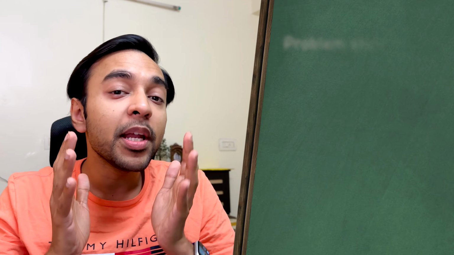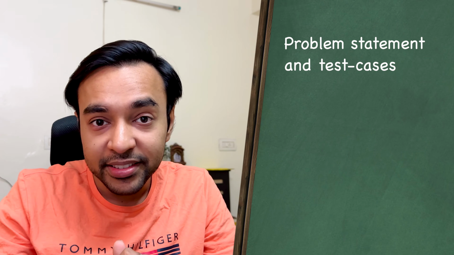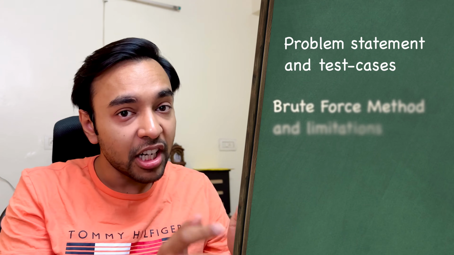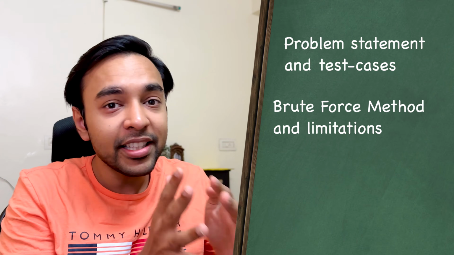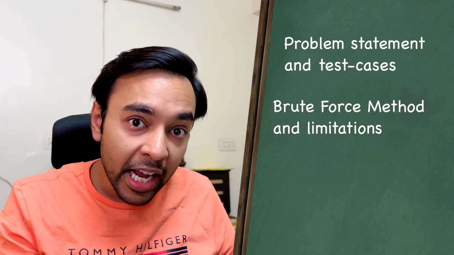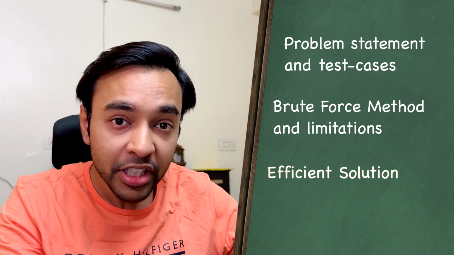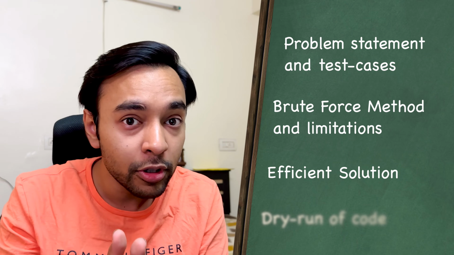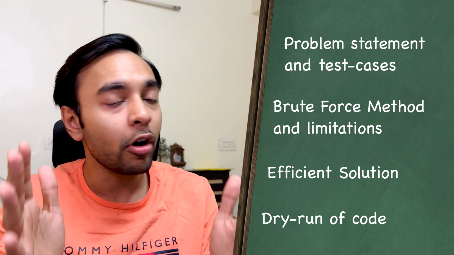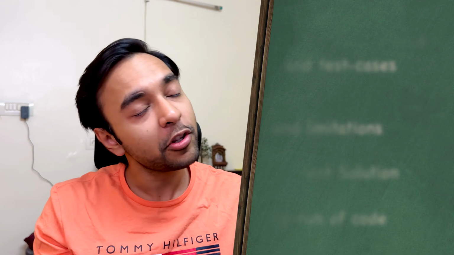First, I will explain the problem statement and we'll look at some sample test cases. Going forward, we will start with a brute force solution and see why that is not desirable. After that, we will move towards an efficient solution and then also do a dry run of the code so that you can understand and visualize how all of this is actually working in action. Without further ado, let's get started.